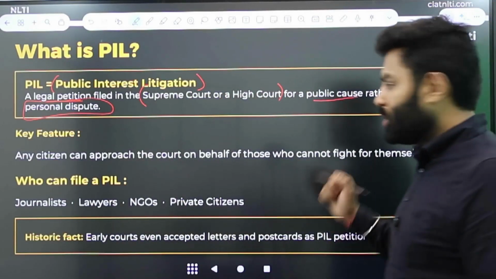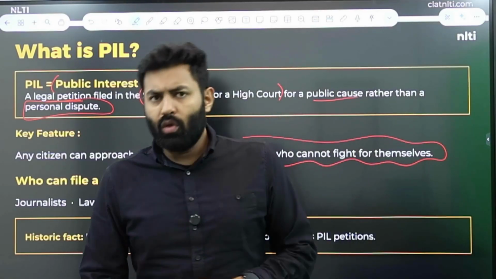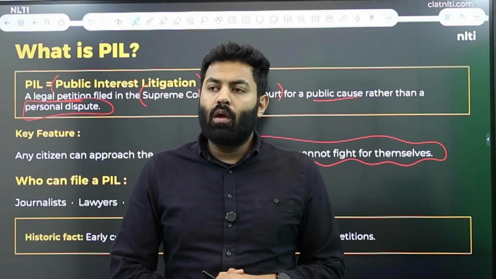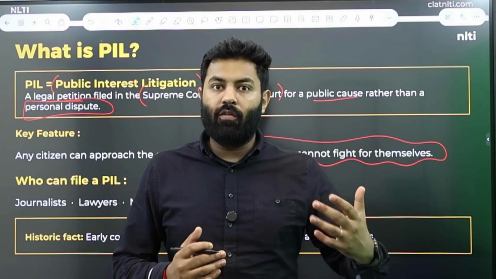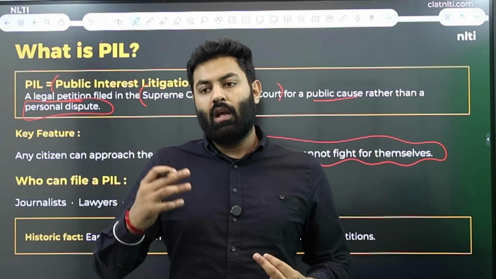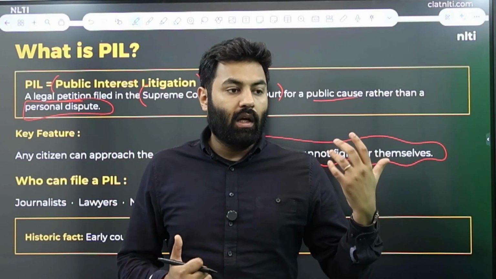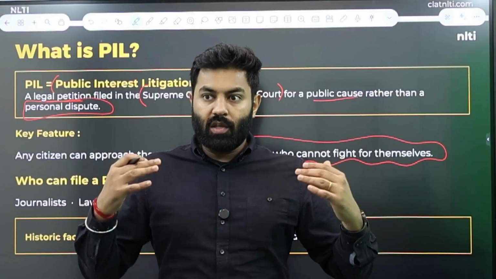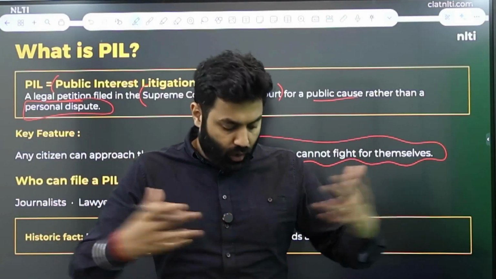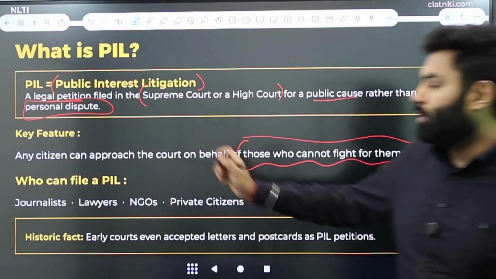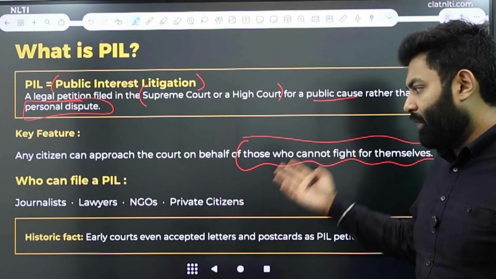Any citizen can approach the court on behalf of those who cannot fight for themselves. You must have heard about people who make it a goal of their life to file PILs and fight for the common causes, for the public causes. In India, we have seen PILs filed over pollution, over damaged roads, a lot of things, right? Which are of interest to the public, not to a company, not to any personal interest, but to the public. That is why we see the term public in it. Who can file a PIL? Journalists can file it, lawyers, NGOs, private citizens, anyone can file it.